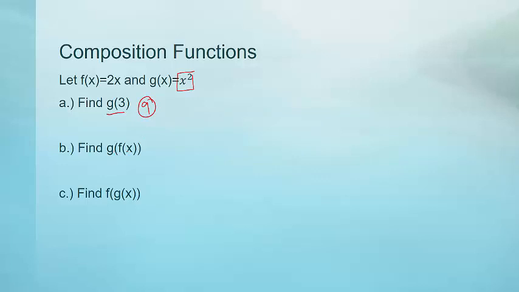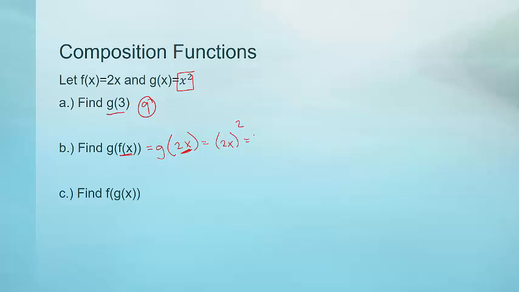Now this is going to look different. This means what is g of f of x? What that means is you need to take the f of x formula and put it into the g formula. So the first thing I would do is swap out f of x for that formula. So 2x is the formula for f. Then you have to take this 2x and plug it into the g formula for x. So that's going to look like the quantity 2x squared.